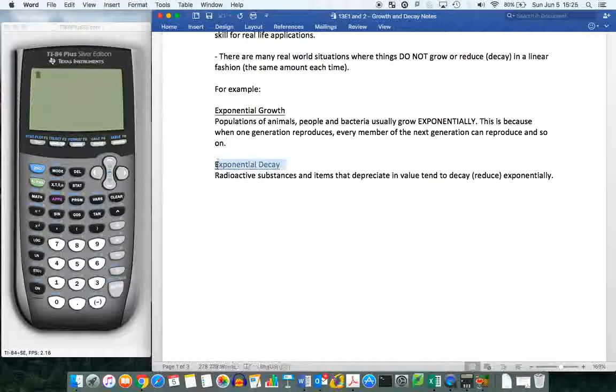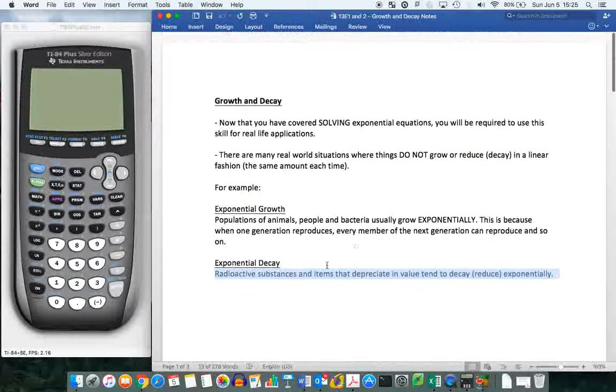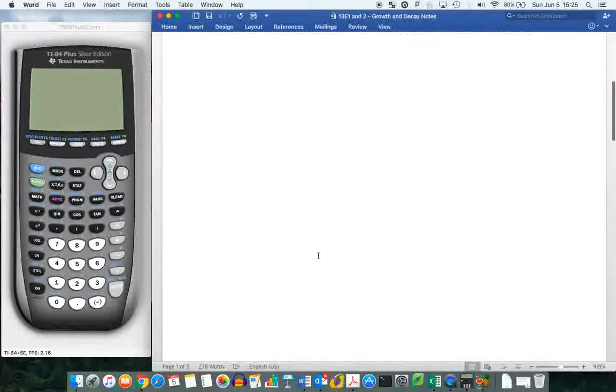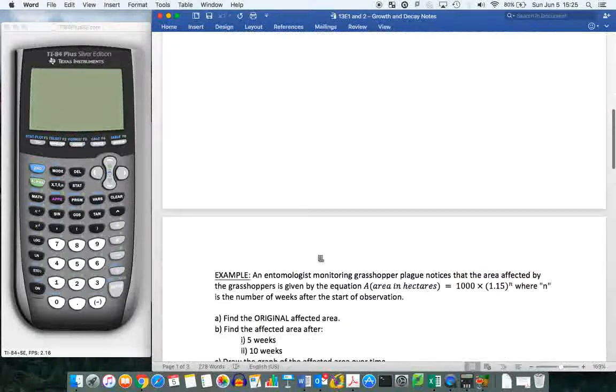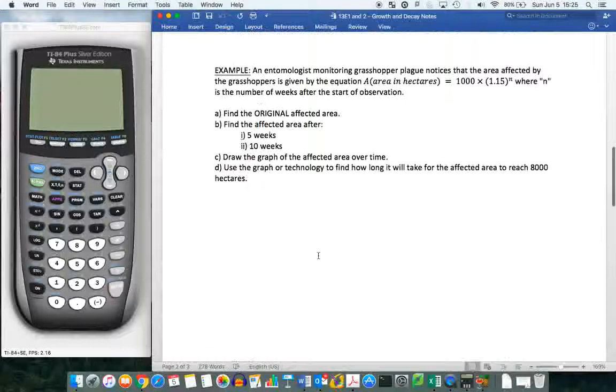Exponential decay, there's only a couple of examples of that. Radioactive substances and things that depreciate in value income-wise tend to decay exponentially. Alright, so those are a couple of real-world examples of where exponential functions actually apply. So we're going to start off with an example here.